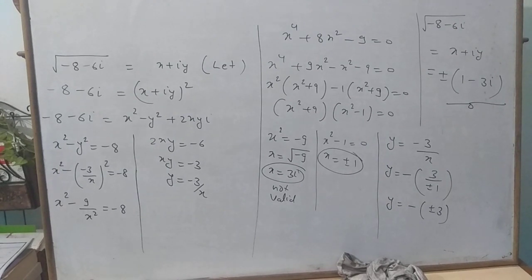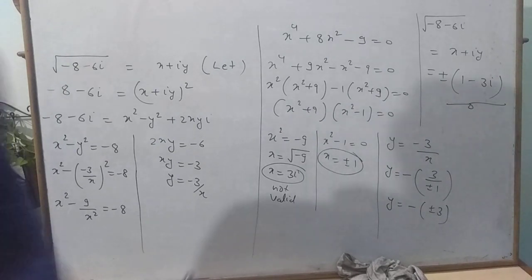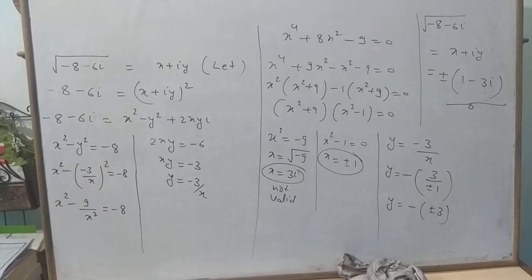Now in this complex number chapter, two subtopics are left, that is cube root of unity and locus, and the reason to plot on the complex plane. These two subtopics are left.